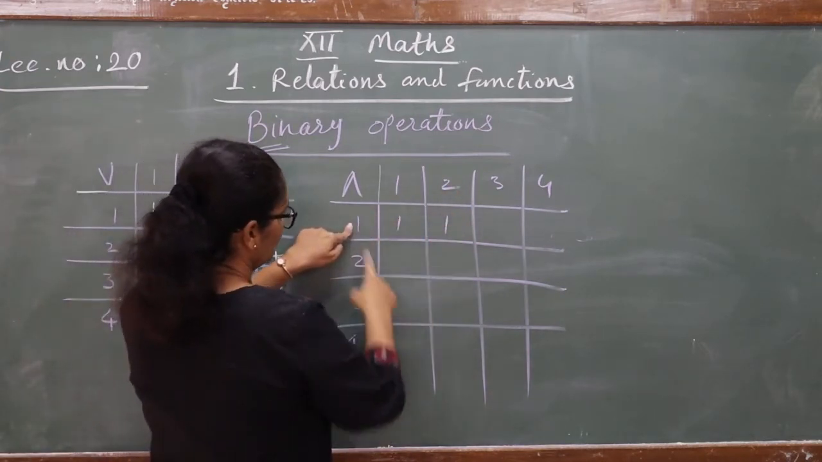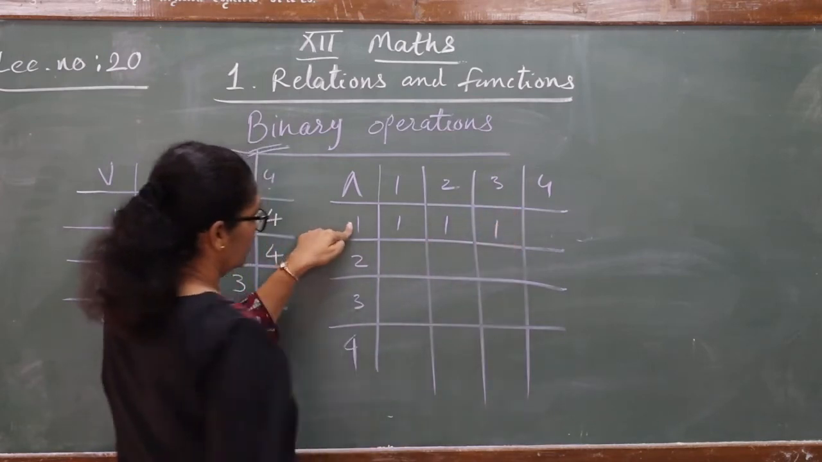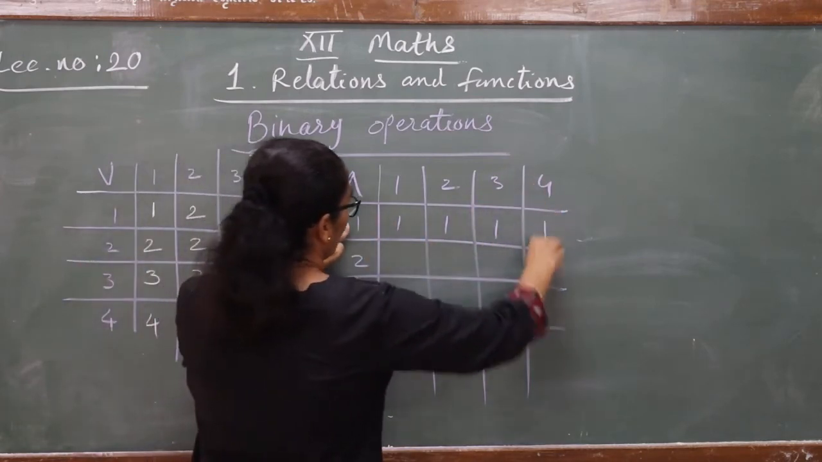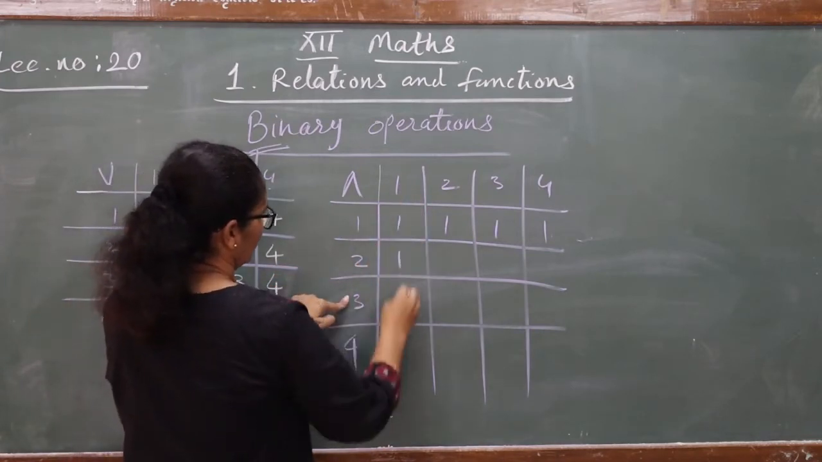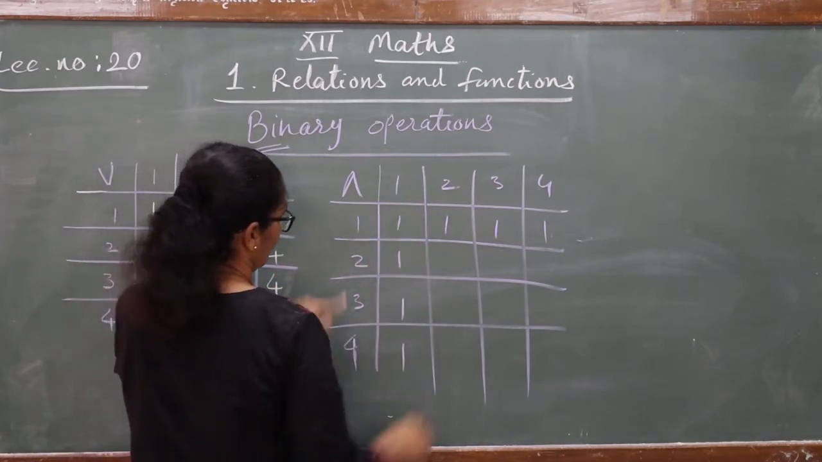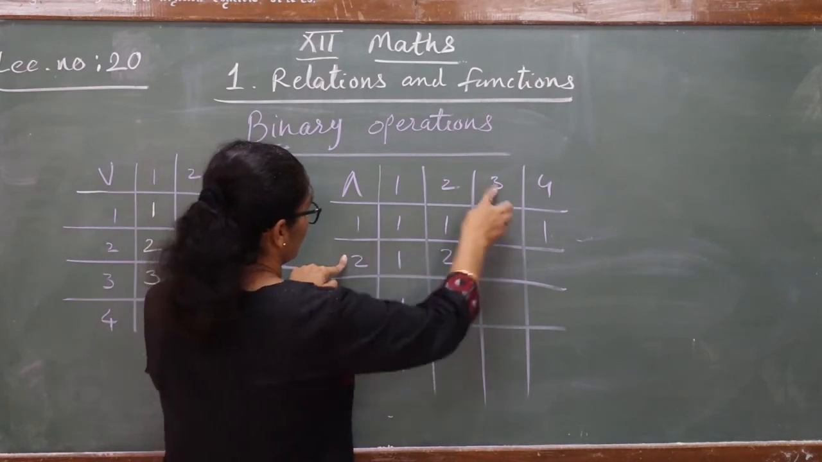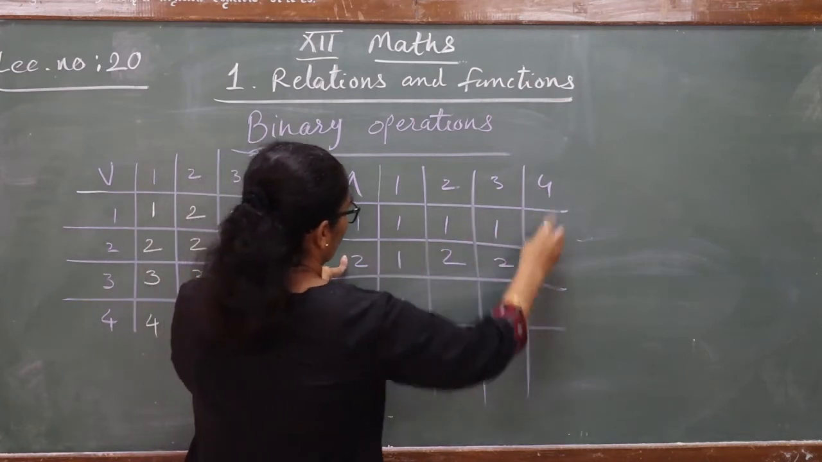Minimum among 1 and 2 is also 1. Minimum among 1 and 3 is also 1. Minimum among 1 and 4 is also 1. 2 and 1, 1. 3 and 1, 1. 4 and 1, 1. 2 and 2, 2. 2 and 3, 2. 2 and 4, 2.